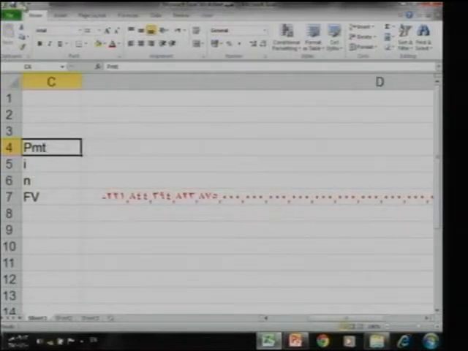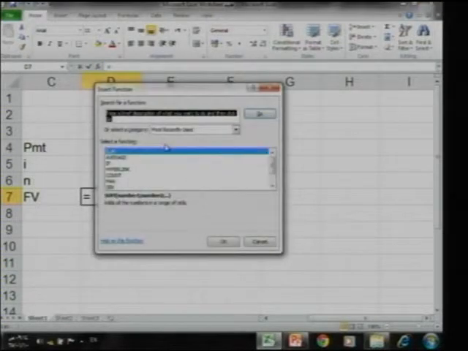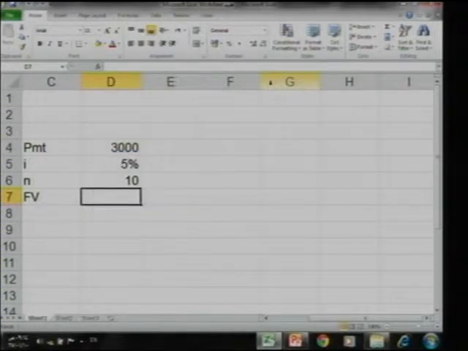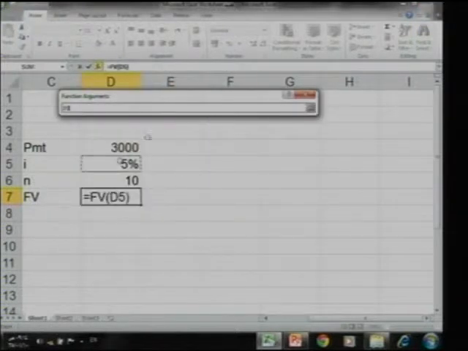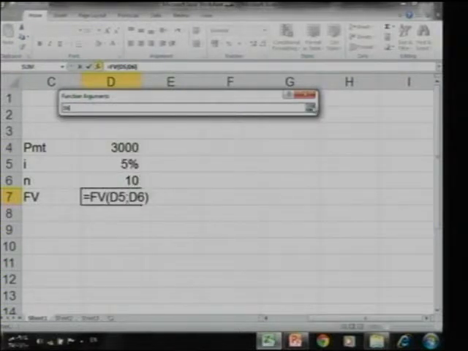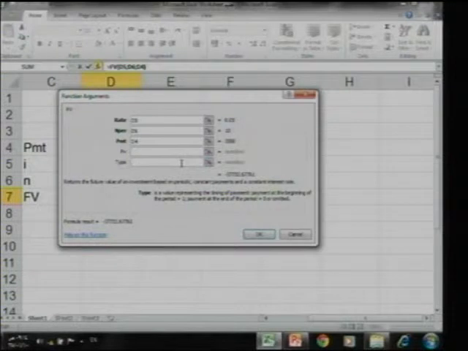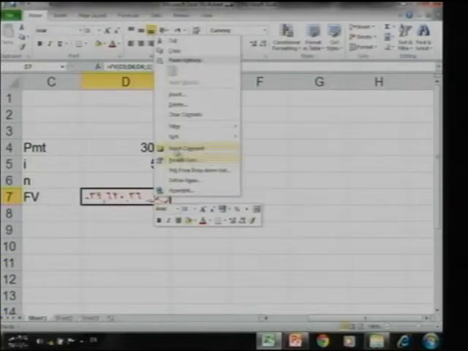Let's go back. And 10. 3000. Okay. So the future value, the rate is 5%. The number of periods is 10. The payment is 3,000. And the type is here. If you put 0 and if you put 1, it is different. So see the difference now.